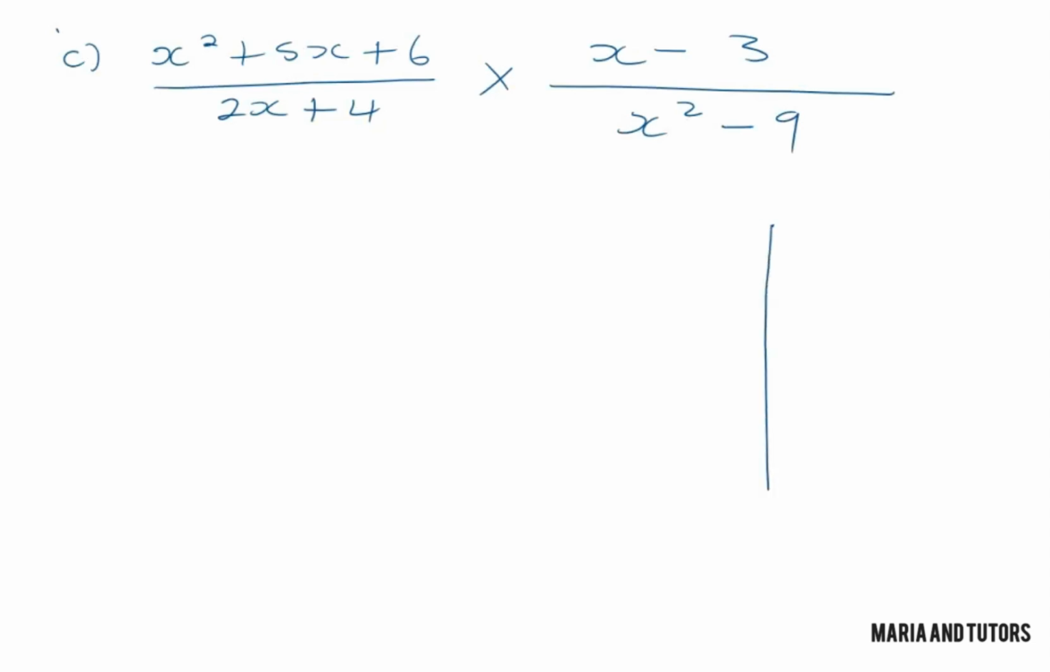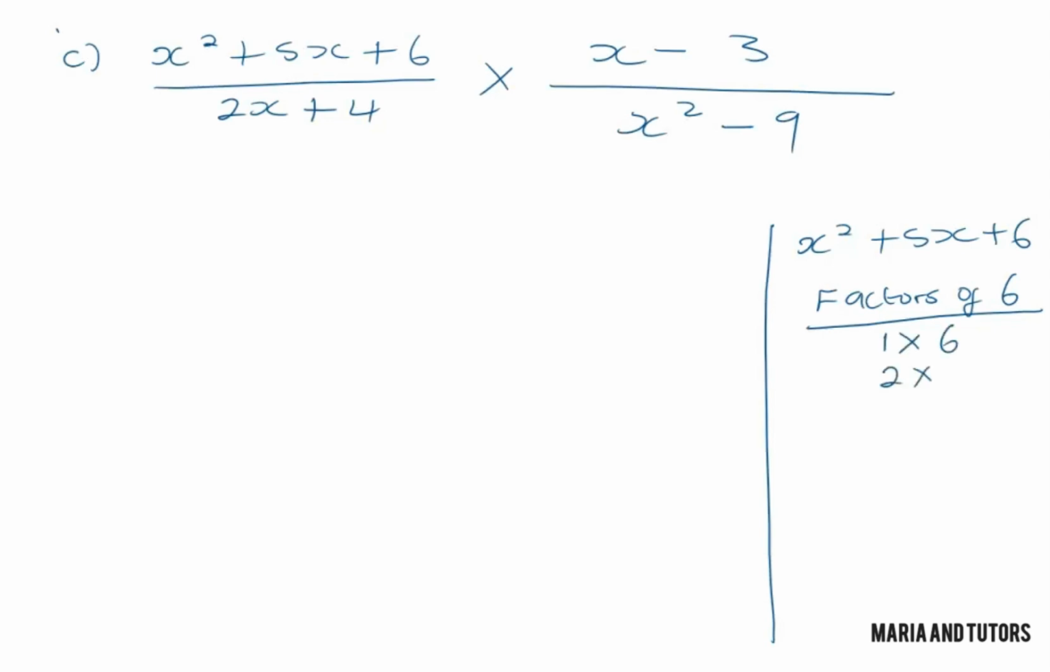Before we can multiply the two fractions, we have to factorize the expressions that we have in the numerators and the denominators of our fractions. So from the first fraction, the expression that we have in our numerator is x² + 5x + 6. To factorize this expression, we have to look for the factors of our constant. Our constant in this case is 6. So we're going to look for the factors of 6. The factors of 6 are 1 times 6, 2 times 3. These are the factors that I can think of for now.